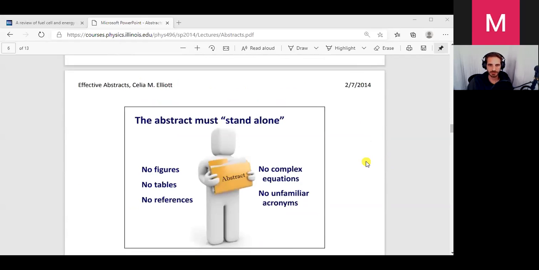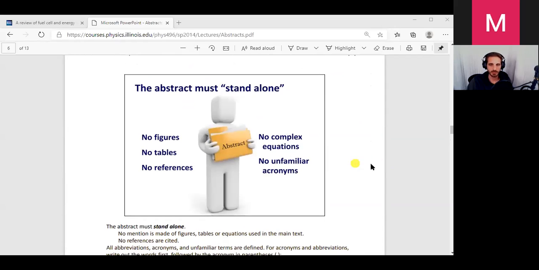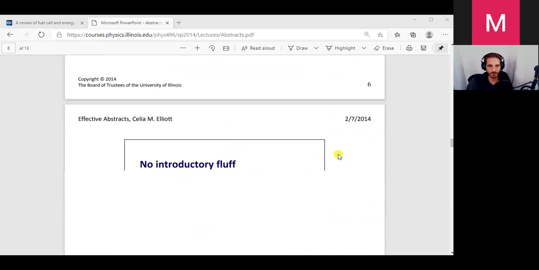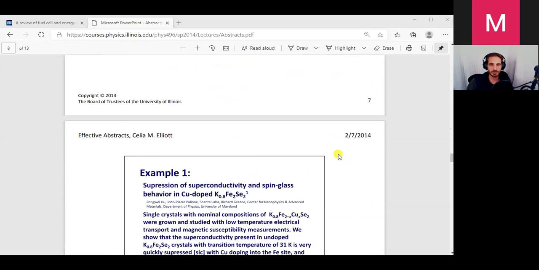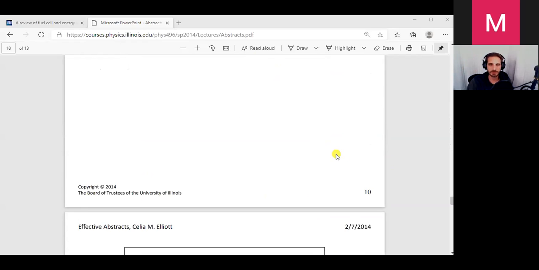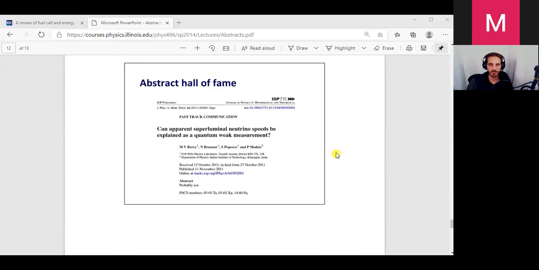Let's see, where is MMRC? This is good, right? If you ever come across an abstract that has figures, tables, references, complex equations, or acronyms, chuck it and go on to the next one. It's probably not a very well-written abstract. It should not be fluffy. Come on, where's your MMRC? Read it. Oh yeah, that's the Hall of Fame.